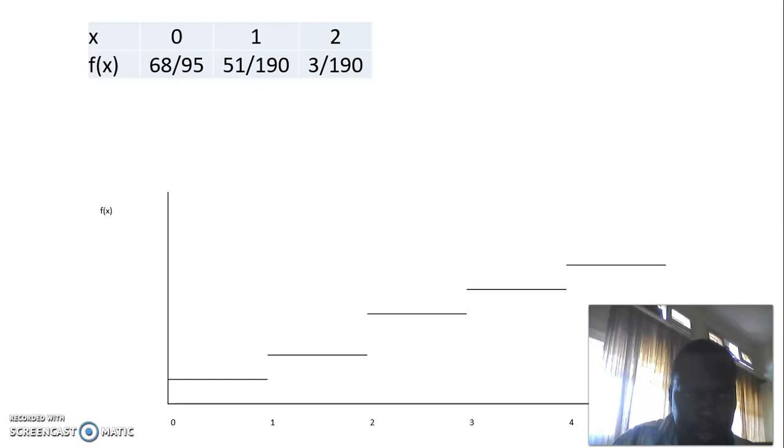We should note that the sum of f of x should be equal to 1. Graphically, we can show the discrete probability distribution using the graph shown below. Remember, the horizontal axis shows x, and the vertical axis shows the probability f of x. The probabilities are represented by bars at the different values as shown in the figure below.